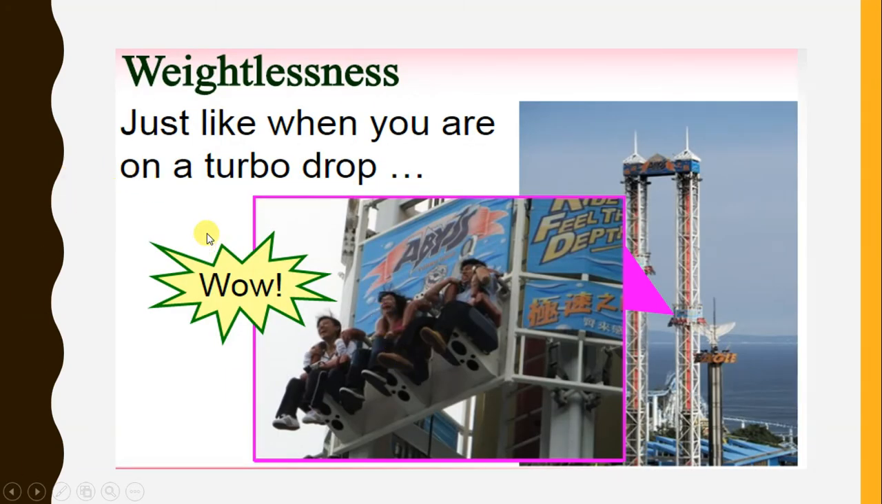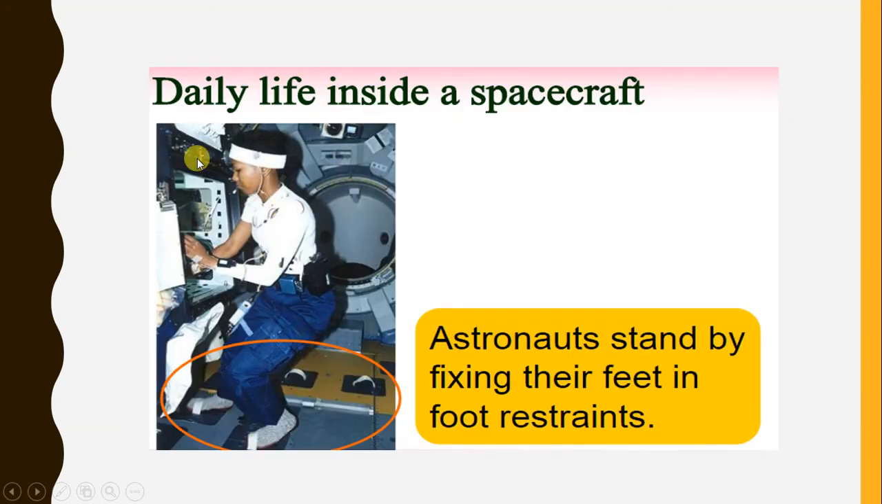Some examples about weightlessness: when you are on a turbo drop, or for sure inside a spacecraft. Here are some examples: daily life inside a spacecraft. We know that the astronauts stand by fixing their feet in foot restraints, because girls, without these they can't stand. They will float inside the spacecraft. Why? Because in this case they are in free fall toward the Earth. The spacecraft, including everything inside it, persons and things, is in free fall toward the Earth. So these astronauts feel weightless.